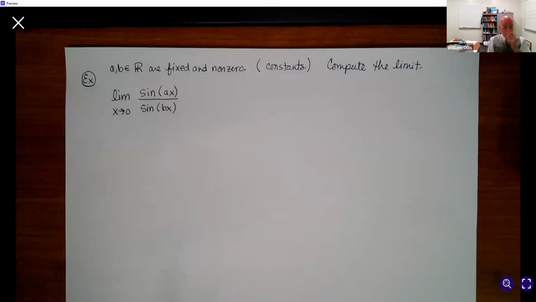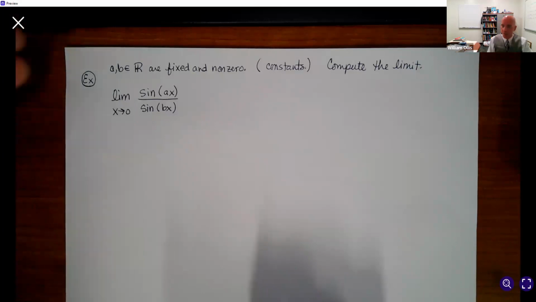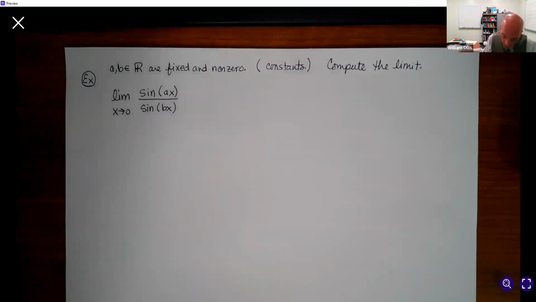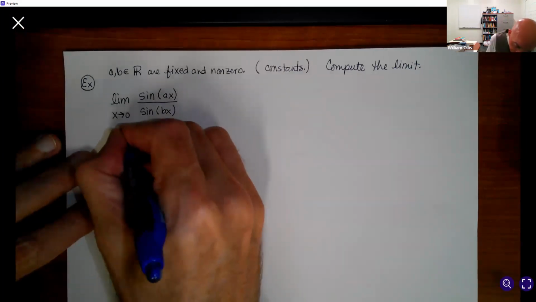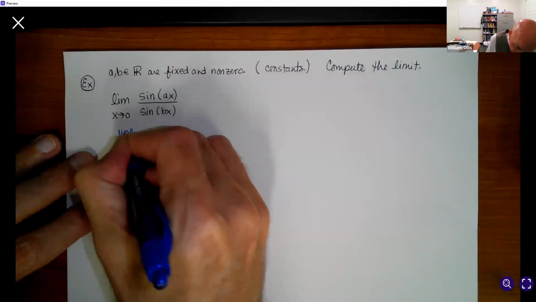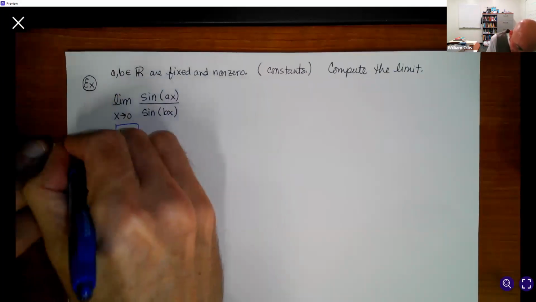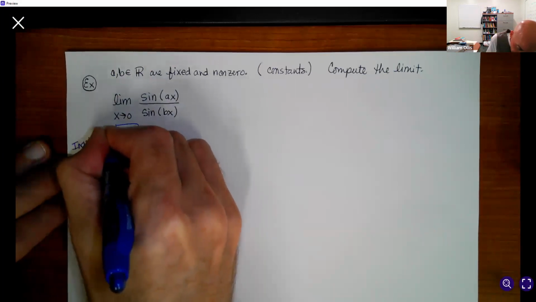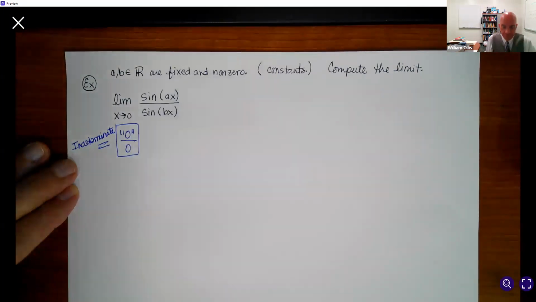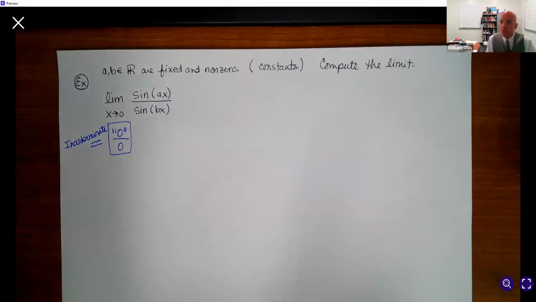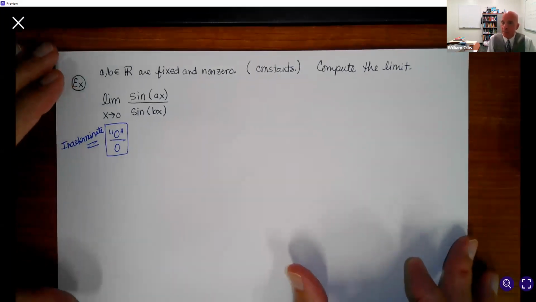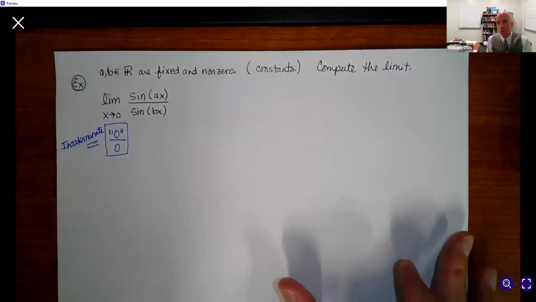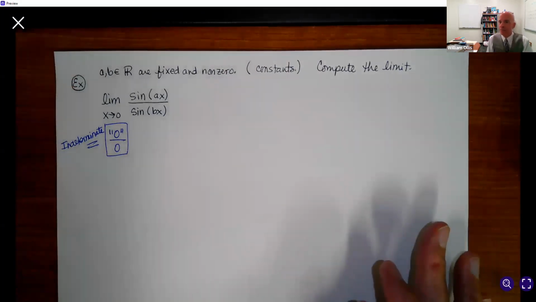So again, when you look at this, you've got sine AX, replace X with 0. So you have sine of 0 upstairs, sine of 0 downstairs. And you think, well, here we go again. Indeterminate. So just write that down, indeterminate. So the only thing we have is the special limit. So just like we did before, we can multiply by a convenient 1.